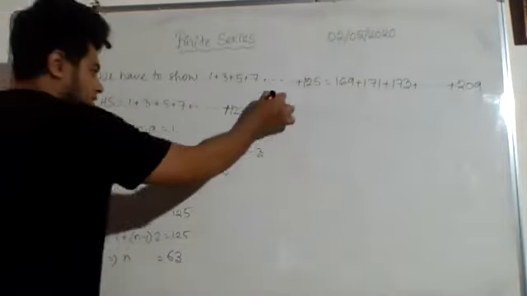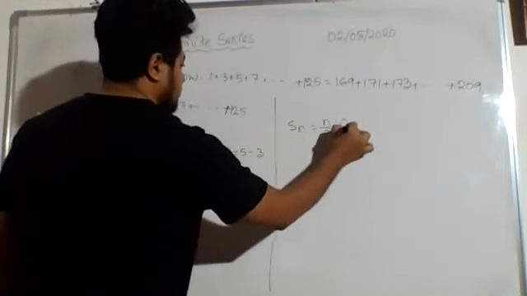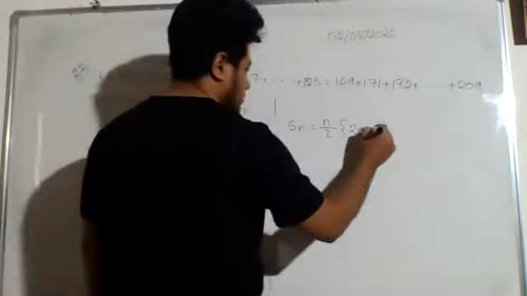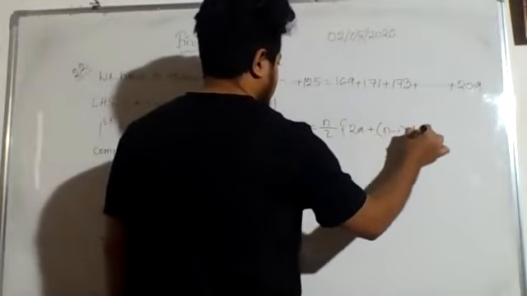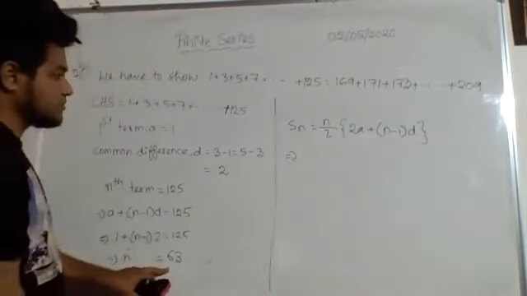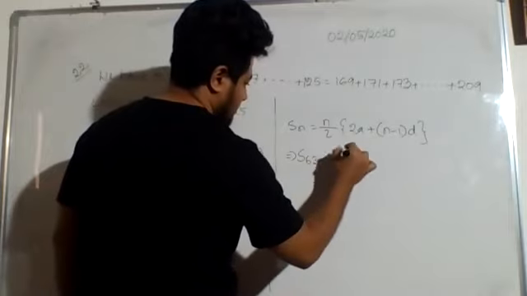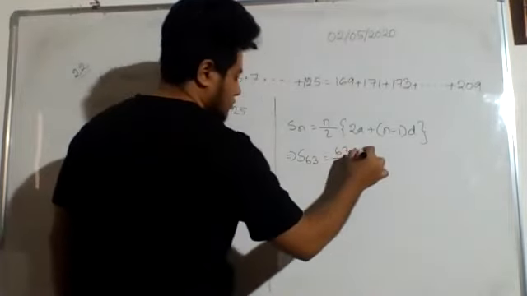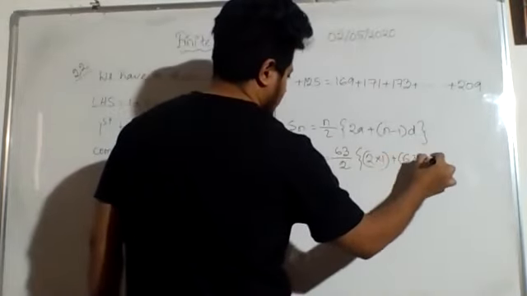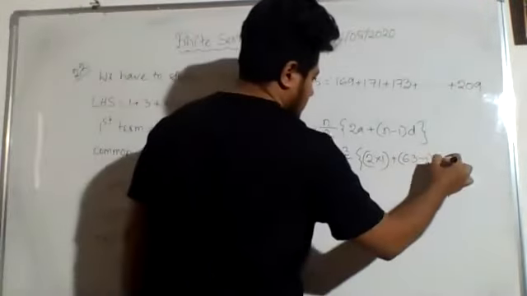Now we can easily find the summation, right? The summation is Sn is equal to n by 2. We can clearly see there is common difference, so it is arithmetic series, and we will use the formula of arithmetic series. Okay, so how many terms are there? 63 terms are there. So it will be S63 is equal to 63 divided by 2, 2 into 1 plus 63 minus 1 into d. What is the value of d? Common difference, that is 2.